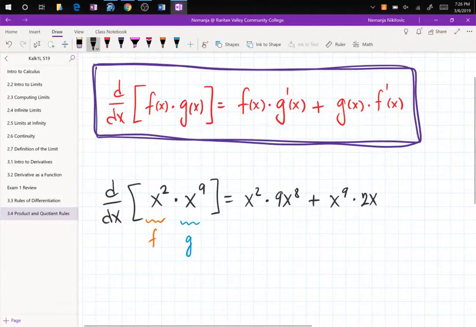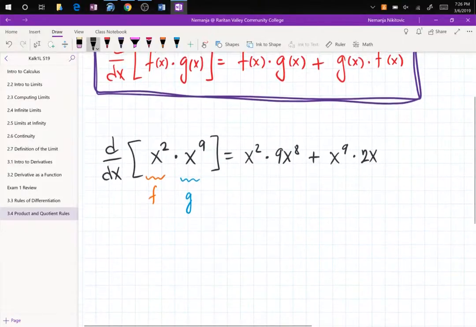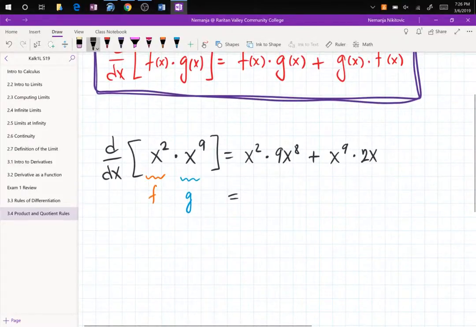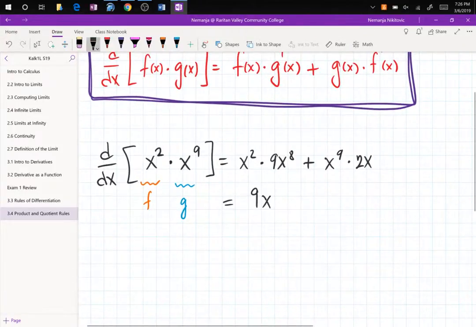Now, we do the algebra. How much is x squared times 9x to the 8? Very good. And how about the second one? 2x to the 10. So now you have 9 apples plus 2 apples is 11 apples. Good.